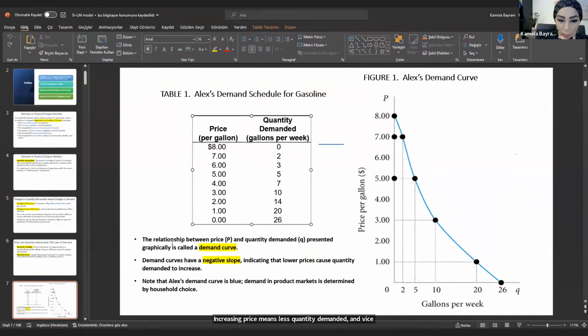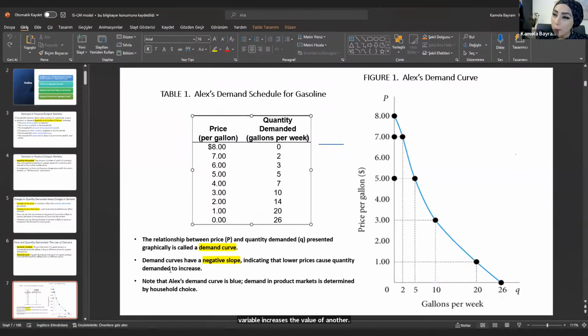Well, now let us look here. The relationship between the price, P, and quantity demanded, Q, presented graphically, is called the demand curve. So this is the demand curve, and later on you will see other curves, which will be the same representation. So once you get the concept from here, it will be easier for you to understand the rest of the models. Next, the demand curve has a negative slope, right? Indicating that lower prices cause quantity demanded to increase. Again, negative correlation in economics means that once the value of one variable increases, the value of another variable decreases.